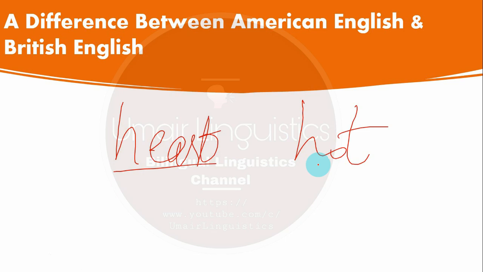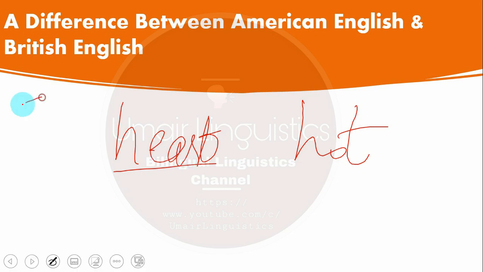But if you are a British English speaker, especially a native British English speaker, you will most probably pronounce it like heart and this like hot. So you will not pronounce R actually. In American English, R is always pronounced, whatever the situation, wherever the vowel comes, either before the vowel or after the vowel, which we usually call post-vocalic R. In each and every situation in American English, R will be pronounced.